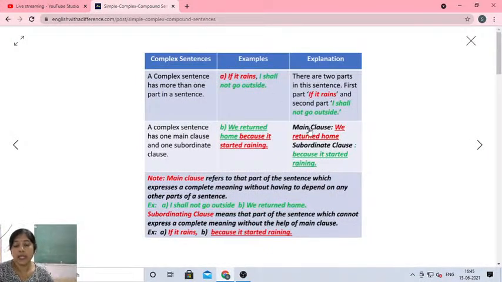A complex sentence has more than one part in a sentence. If it rains, I shall not go outside. We have two parts in this sentence. The first one, if it rains, is in red color, and the next one is I shall not go outside. A complex sentence has one main clause and one subordinate clause. That means one independent clause and one dependent clause.